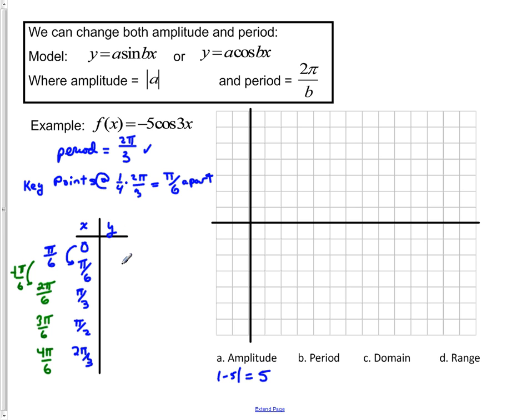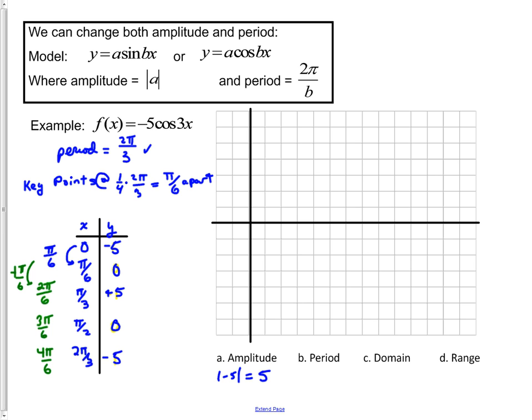For the y values, normally the y values for a cosine graph go 1, 0, -1, 0, and 1. But since we're multiplying everything by -5, we're going to go like this. 1 times -5, well, that's -5. 0 times -5 is still 0, but -1 times -5 is +5 this time. At pi over 2, instead of having 0, we're going to have 0 times pi over 2. Well, that's still 0. And then we're going to be back up to -5 this time.